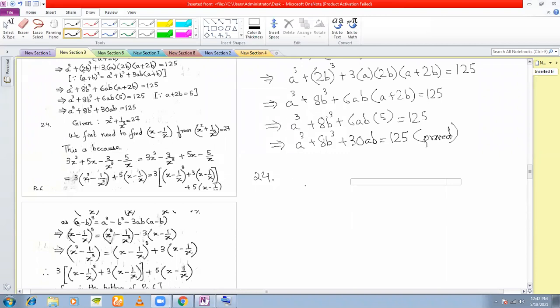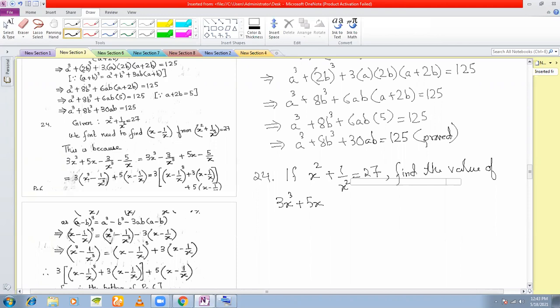Now question number 24 is if x square plus 1 by x square is equal to 27. Find the value of three x cube plus 5x minus 3 by x cube minus 5 by x.